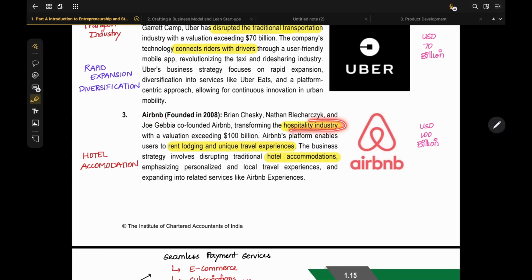Airbnb is working in the hospitality industry, that is hotel accommodation. They are for rent, lodging, and unique travel experiences. When you go to some place for travel or tourism, you have to be in a place. For that hotel or some relatives' home, you will be searching. For that, Airbnb is helping you.